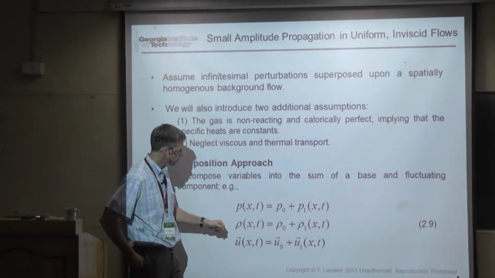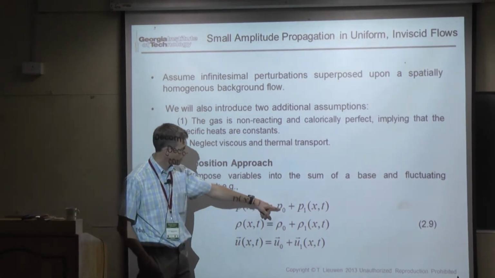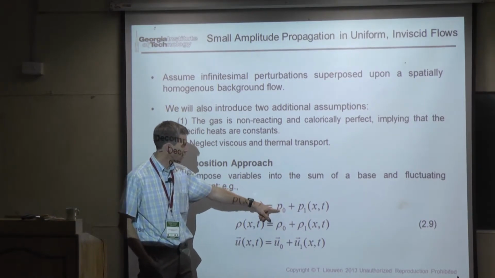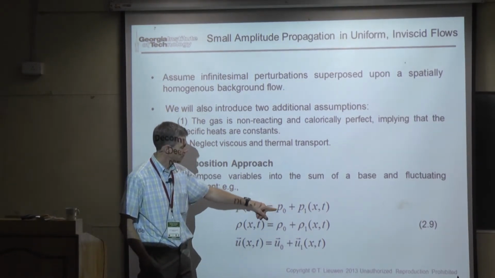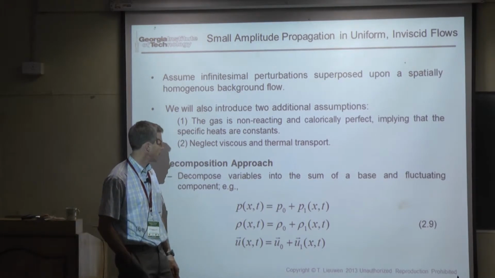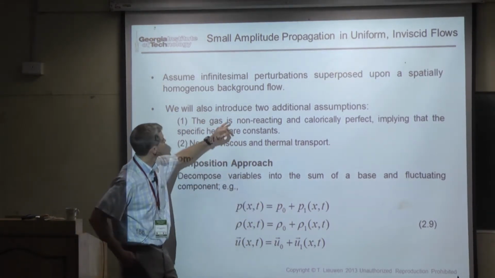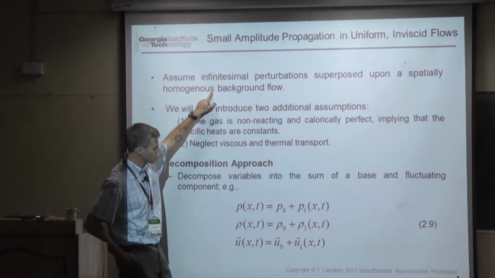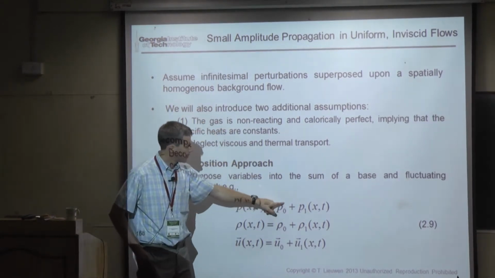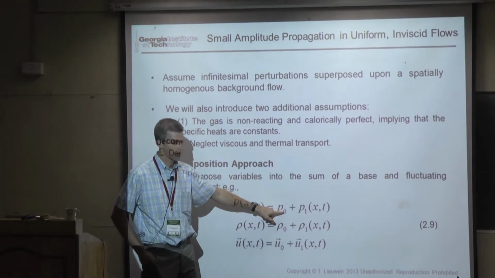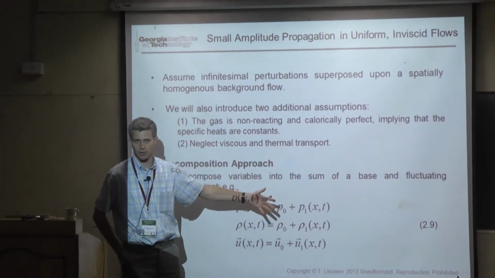What I'm going to do is write the pressure as a part that's not oscillating, which I'm going to call the mean, P naught, and a fluctuation, P1. Because I'm assuming a spatially homogeneous background flow, this nominal value of pressure is not a function of space or time. It's just a constant. All right?